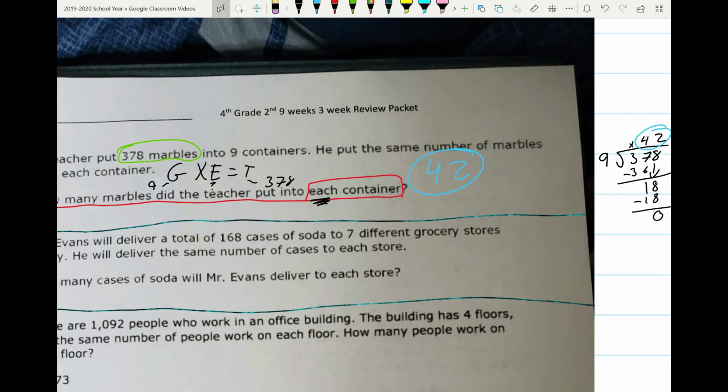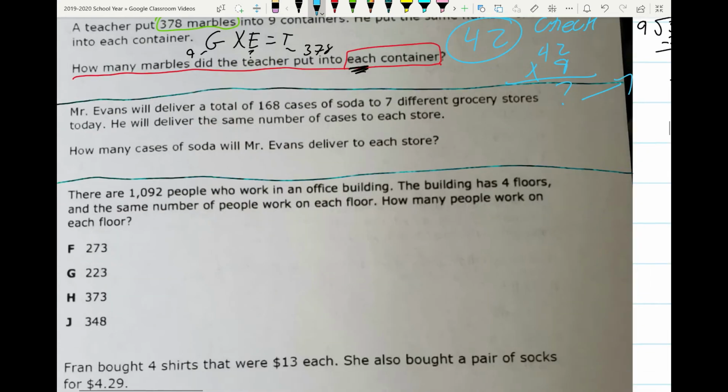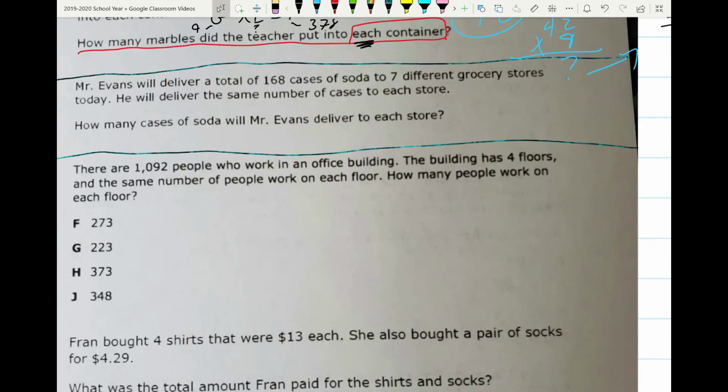And you can easily check by multiplying 42 times 9. This should give you your dividend. Go ahead and do that and check me if I'm correct. Next one. Mr. Evans would deliver a total of 168 cases of soda to 7 different grocery stores today. He would deliver the same number of cases to each store. How many cases of soda will Mr. Evans deliver to each store?